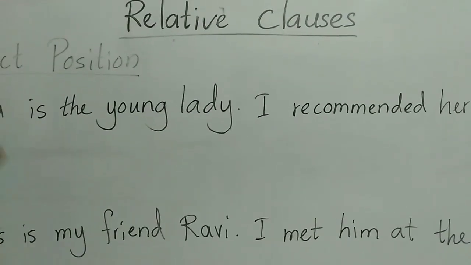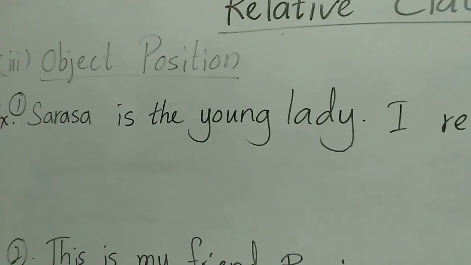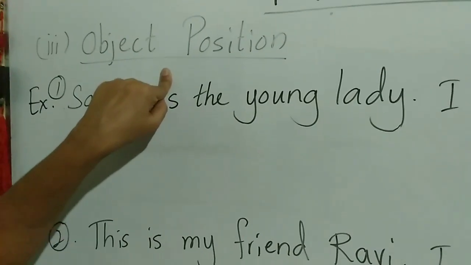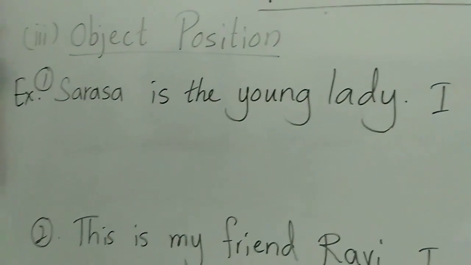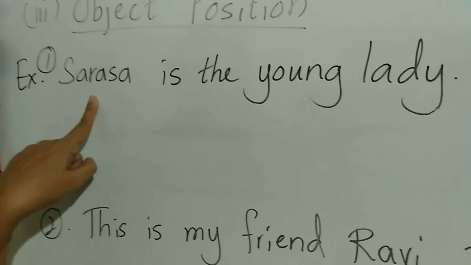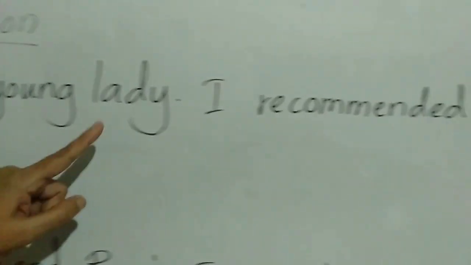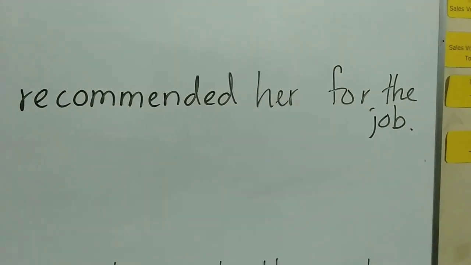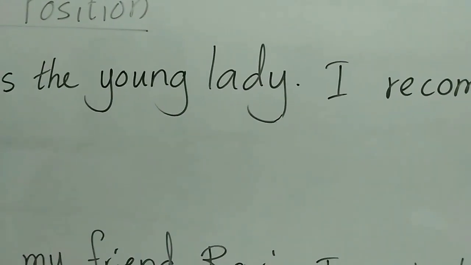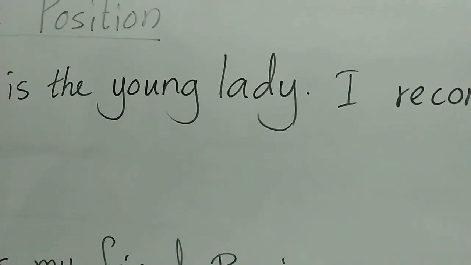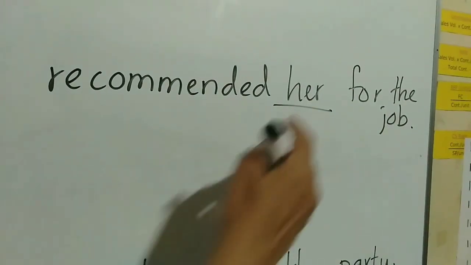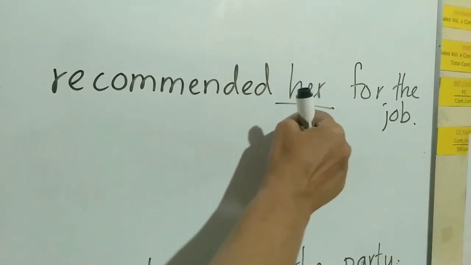Okay, now see the object portion of the sentences. What is the object portion? What are the object pronouns we use in a sentence? Him, her, them, all these are object pronouns. Then let's see the example. Sarasa is the young lady. I recommended her for the job. What is the object pronoun we have used in the next sentence? I recommended her. With this object, the subject is described.